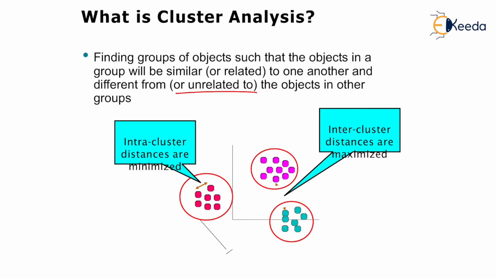See, in this example, we have a different data set. Here the intra-cluster distances are minimized, right? The distance between two objects, two data points, is very small. Next, the inter-cluster distances are maximized, because between this cluster and that cluster we have a large distance. So this is the first cluster, this is another cluster, and this is another cluster. They have some different features related to each other. That is called clustering.